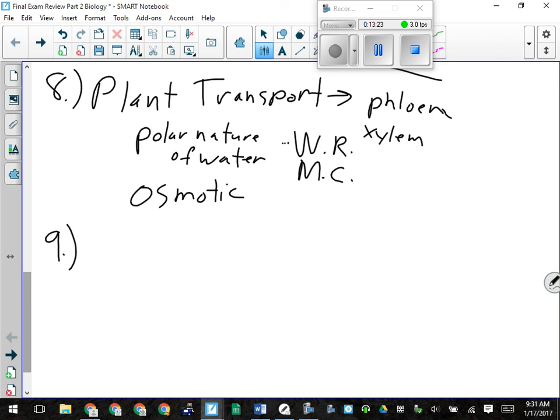Number 9, we are looking at plant growth and development.